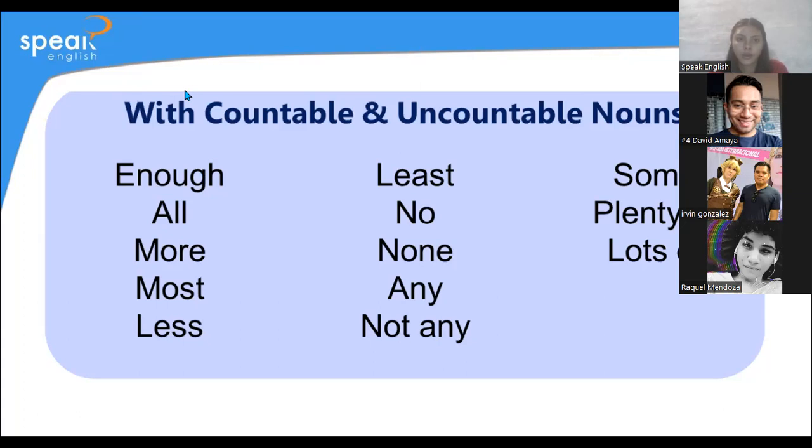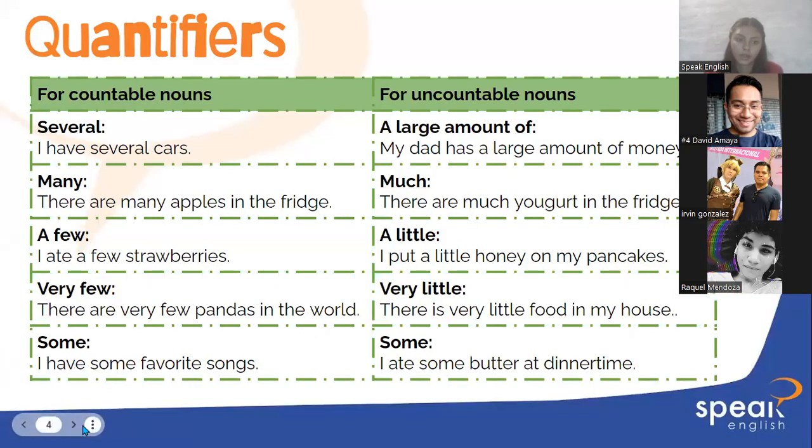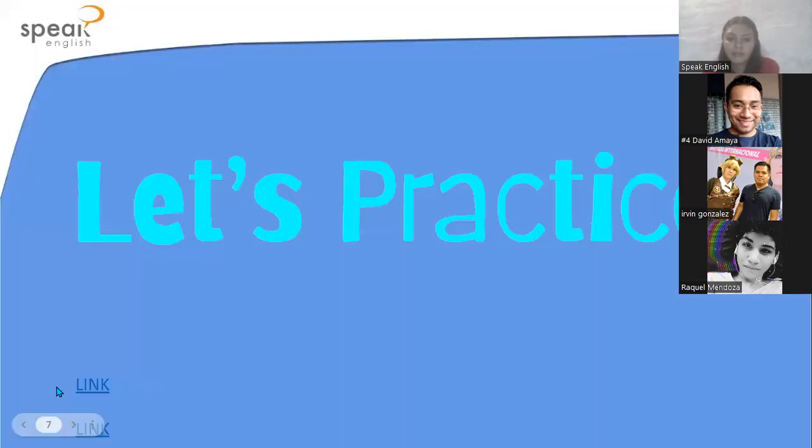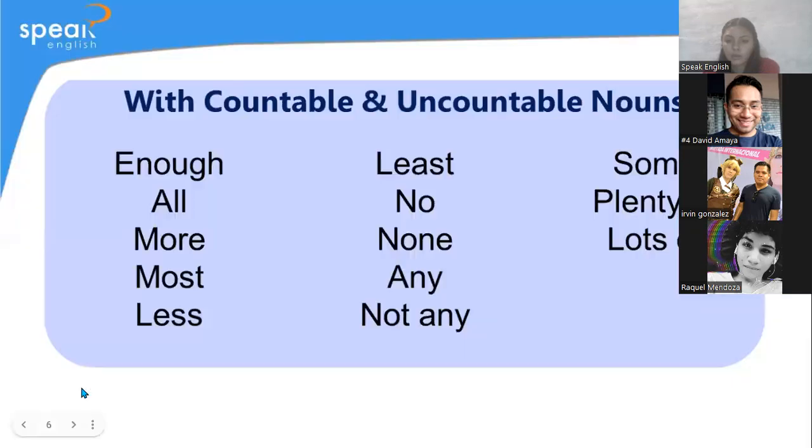With countable and uncountable nouns: enough, all, more, most, less, least, no, none, any, not any, some, plenty of, lots of. Okay, we can use a lot of, lots of, enough, all, more, most, less, least, no, none, any, not any, some, plenty of, for both countable and uncountable. That's why I put this example here, using some for countables and uncountable. So if you want, you can take a screenshot on the PPT. Do you have any doubt about this topic?